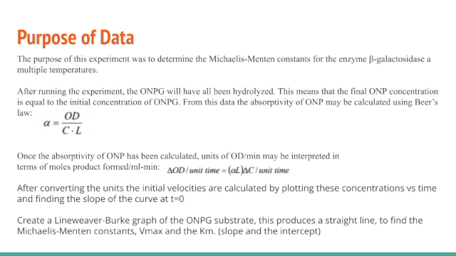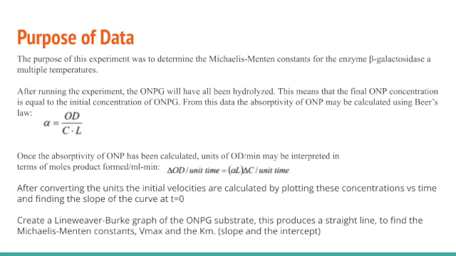And once you've calculated that absorptivity of the ONP, you're going to want to convert the units into terms of moles product formed per milliliter per minute. And then from there, you're going to want to make a graph, and this graph should be concentration versus time. And you're going to want to find the slope of the curve at t equals 0. And this should give you the initial velocities.